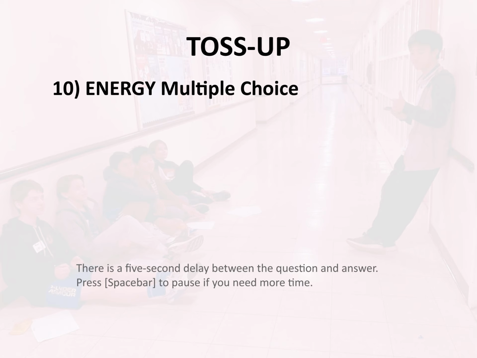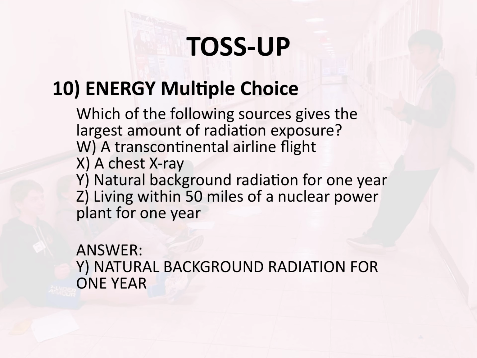Toss-up 10. Energy multiple choice. Which of the following sources gives the largest amount of radiation exposure? W, a transcontinental airline flight. X, a chest X-ray. Y, natural background radiation for 1 year. Z, living within 50 miles of a nuclear power plant for 1 year. Answer: Y, natural background radiation for 1 year.